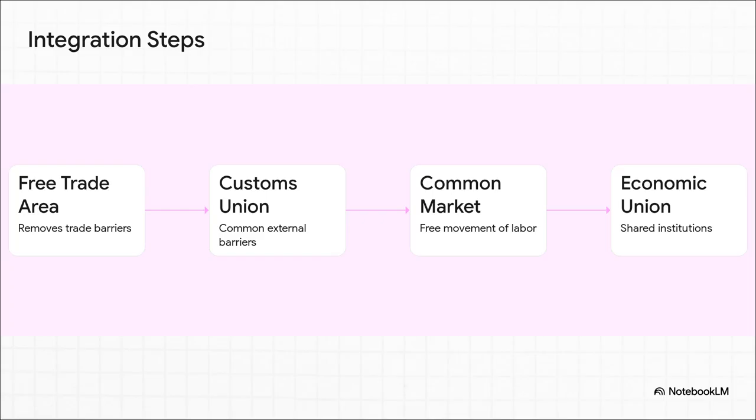Then step 2, a customs union, takes it further by creating a united common tariff wall against the rest of the world. Step 3, a common market, actually lets labor and capital move freely across borders. And finally, step 4, an economic union, adds shared economic institutions and often even a shared currency. Think of the European Union.